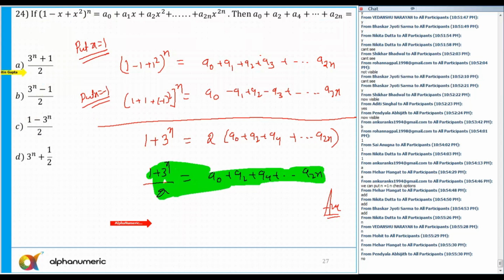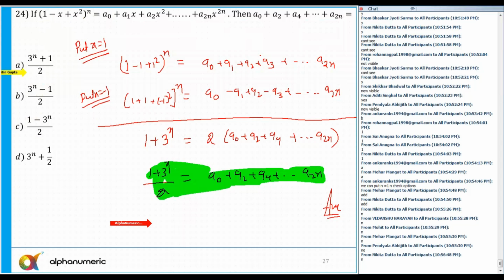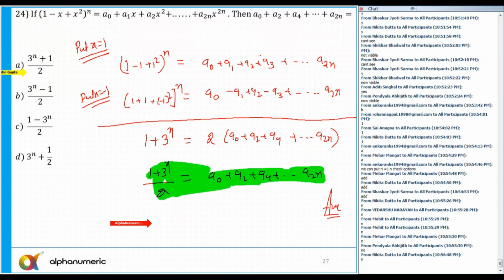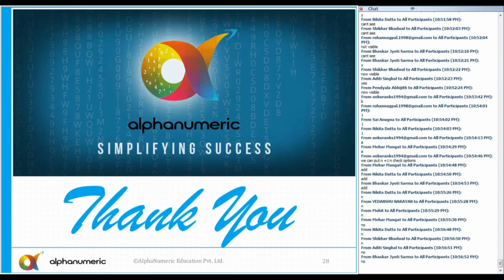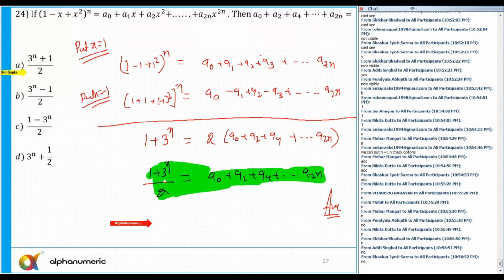Clear now? Any doubts to anyone else? Alright. So that completes our multinomial theorem also. And whatever questions we have discussed are more than sufficient. Other than this, there are no other possible variations.